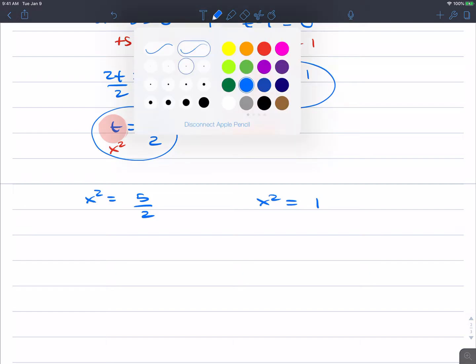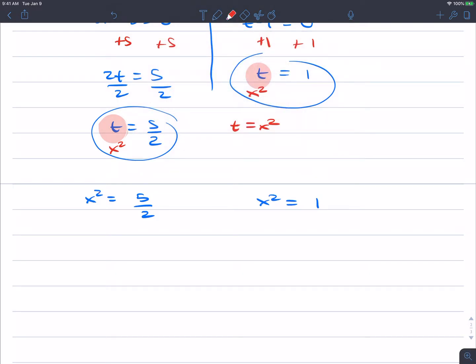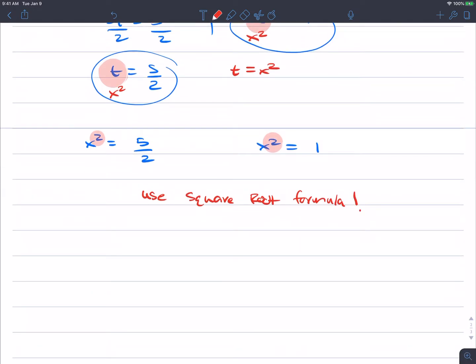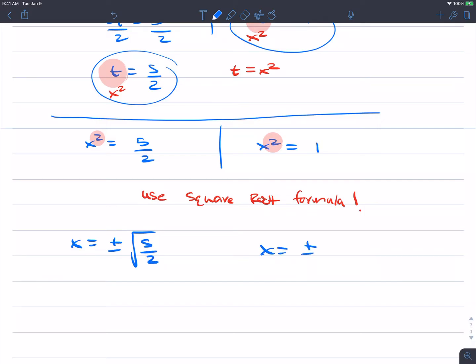So at this point, we have two very special quadratics because the power here is 2. And for both of these questions, we're going to use the square root formula. And by the square root formula, what that means is, since we have two of these equations here now, we have x going to be plus or minus the square root of 5/2. And here we have x going to be plus or minus the square root of 1.